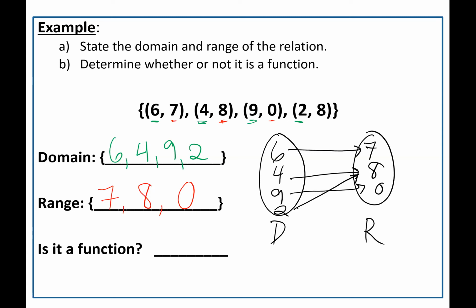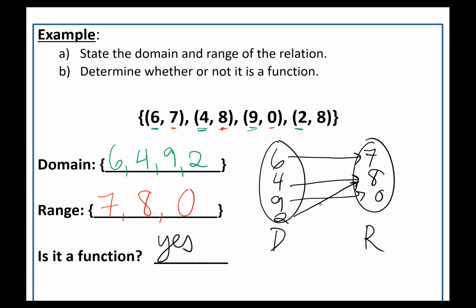Okay, so I want you to look in the domain how each number has only 1 arrow coming off of it. So even though there is some repetition in the range, this is still a function. We would say yes to this one because each number in the domain is paired with exactly 1 number in the range. Okay.